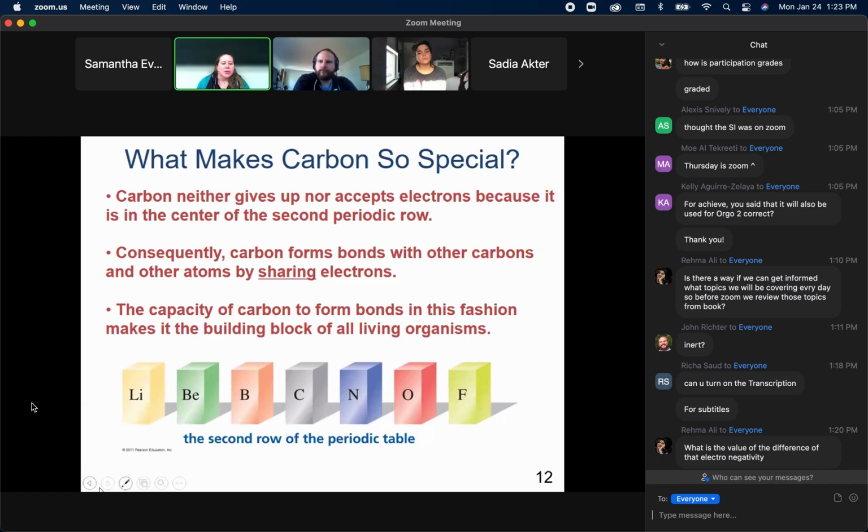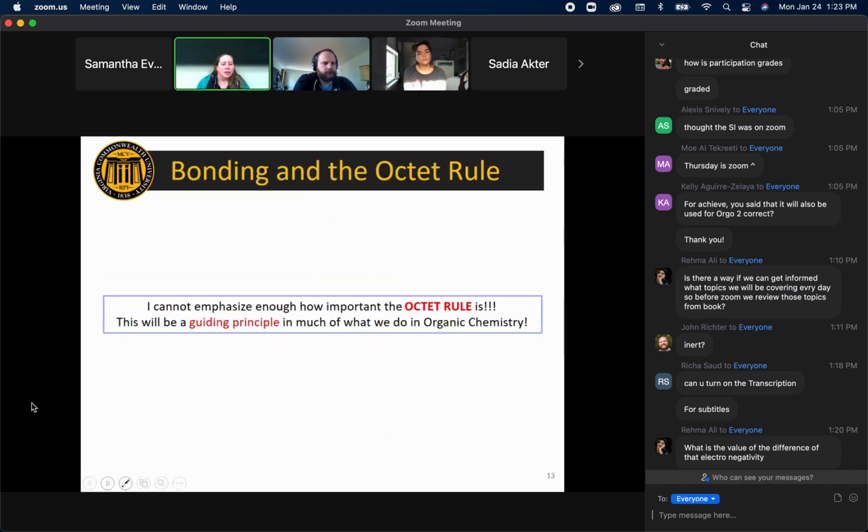Okay, so here's a whole slide so that you know exactly how important the octet rule is. It is a whole slide. This is all that's on this slide. Nothing else is going to pop up. This is literally just me reiterating to you that the octet rule is important.